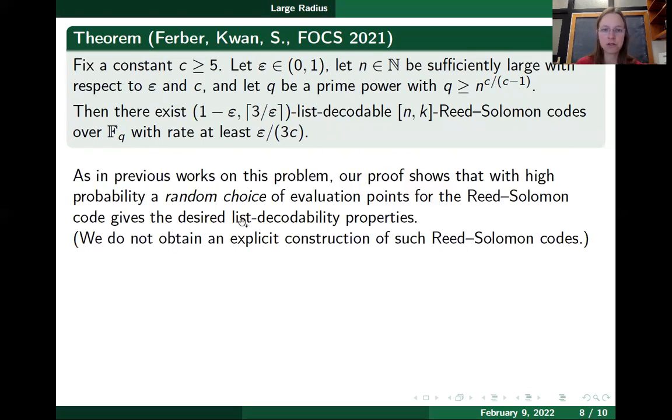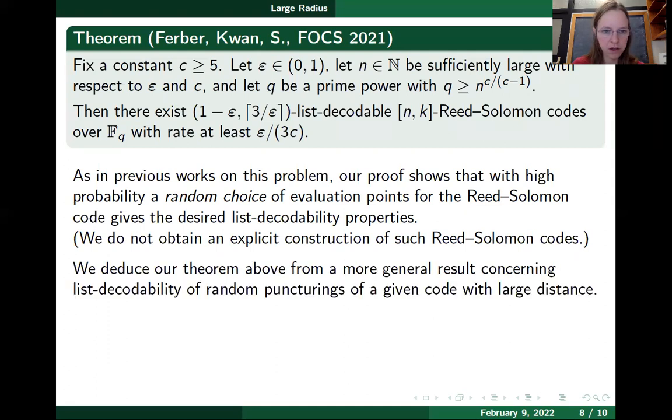As in previous works on this problem, our proof shows that with high probability, a random choice of the evaluation points for the Reed-Solomon code gives the desired list decodability properties, but we don't actually get an explicit construction of such Reed-Solomon codes. So that approach is very similar to previous works on this topic.